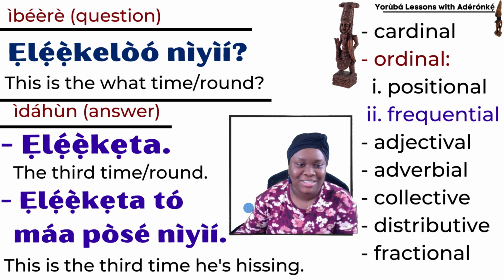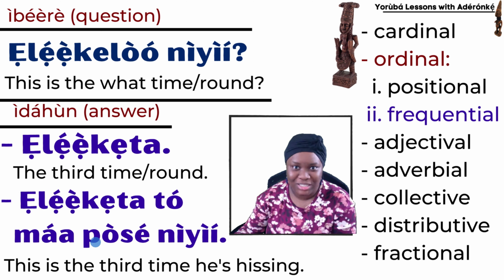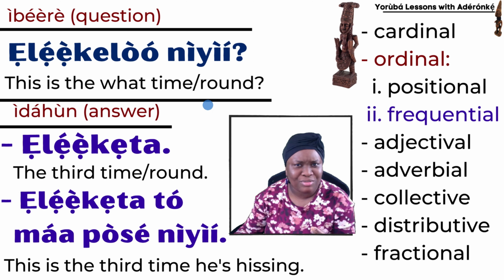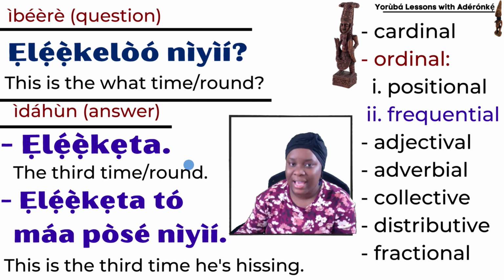Something like that. Boucher, that's what we call it. Boucher. To hiss. To make that sound with our mouth. Boucher, hiss. Elekelo ni. This is the what time that is hissing, or this is the what round of hissing. Eleketa. This is the third time, or this is the third round. Eleketa would be a sufficient response.